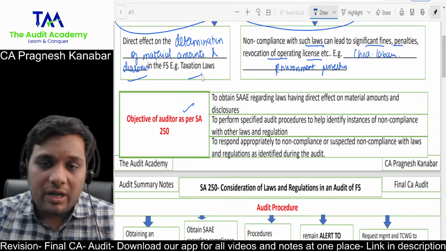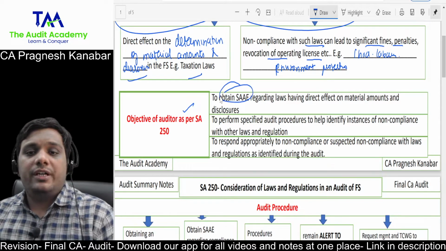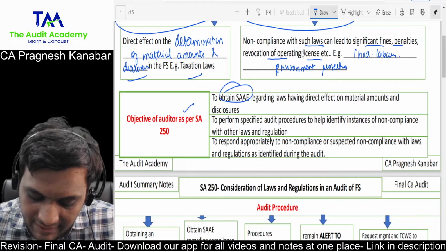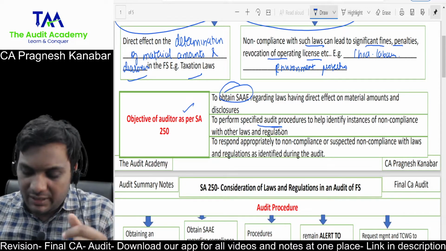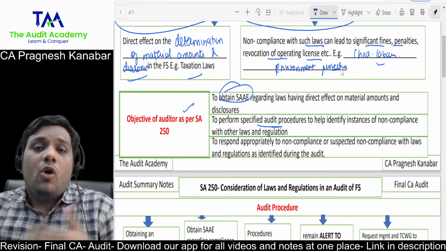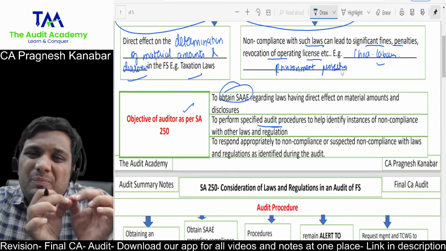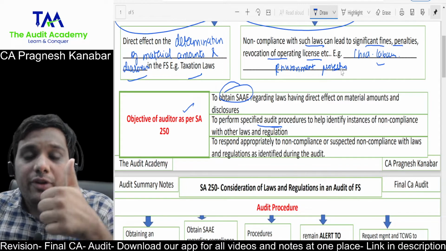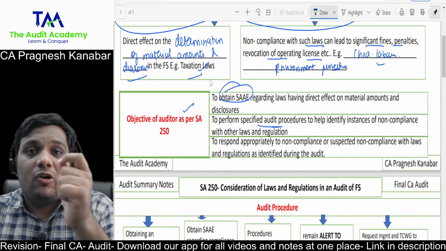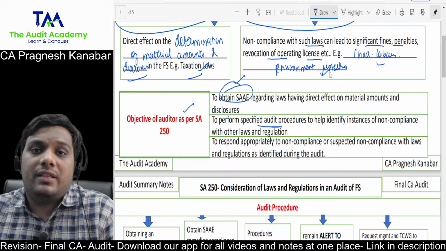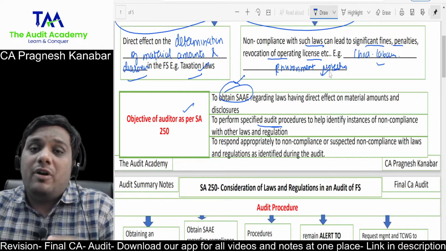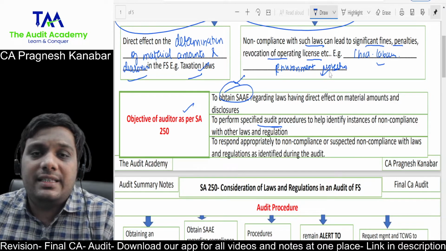For such laws where you have a direct effect, obtain sufficient and appropriate audit evidence. For laws which have an indirect impact, where non-compliance can be material, like child labor and environment protection, obviously for that they have given some specified procedures to be performed. So for laws having direct effect, we clearly say obtain sufficient and appropriate audit evidence. For laws which have an indirect effect, where non-compliance could be material, perform some specific procedures which are given in SA 250.